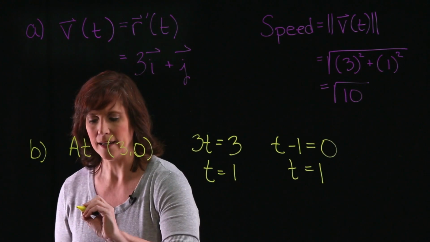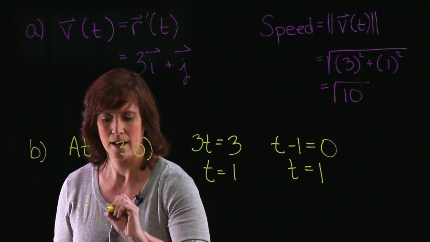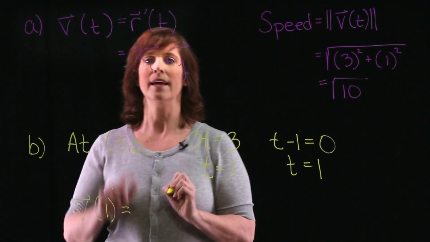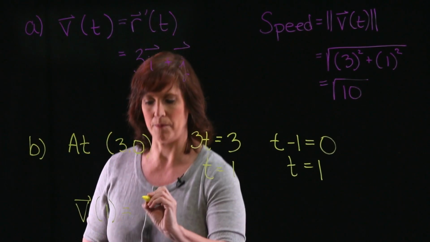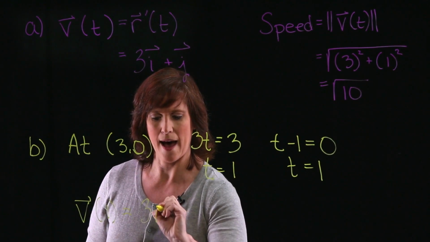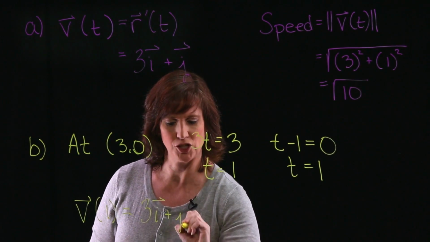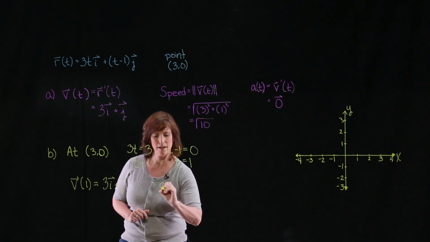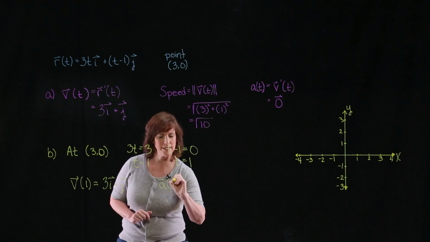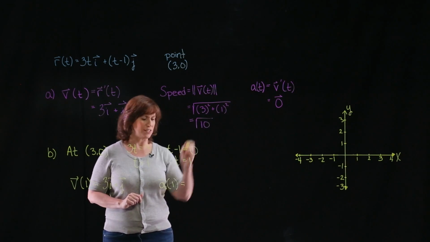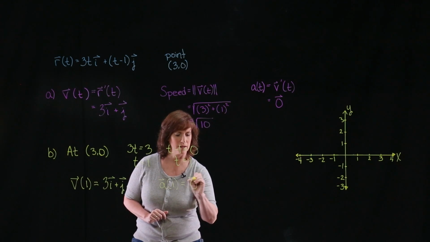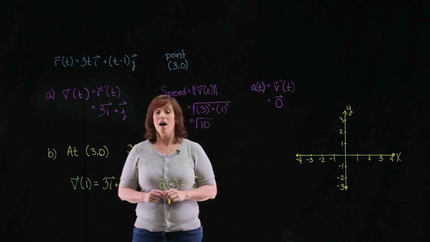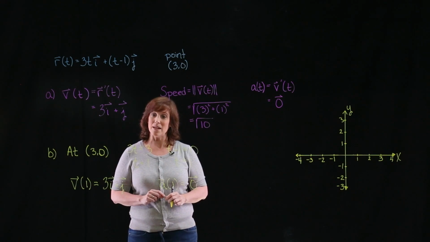So the velocity when t equals 1 is simply going to be 3i plus j. And the acceleration when t equals 1 is still just the 0 vector. Okay, one last thing we need to do.